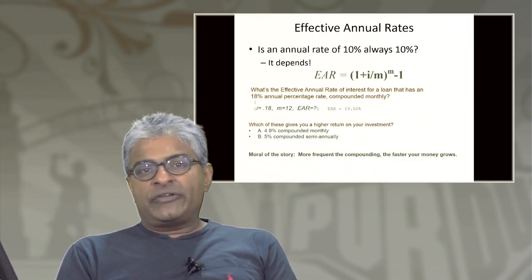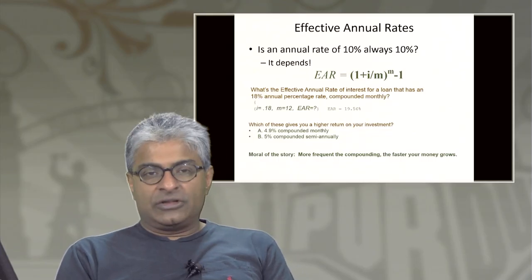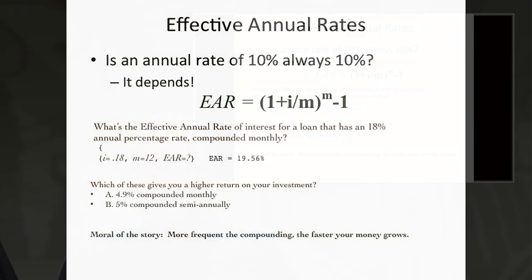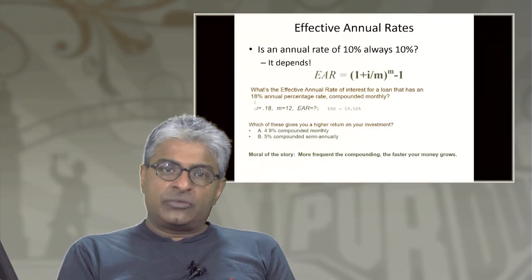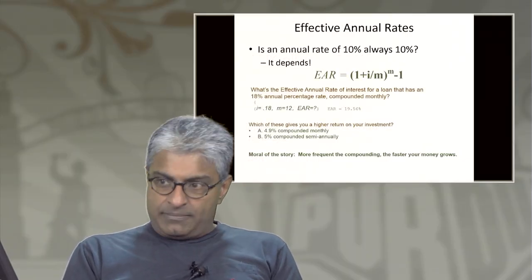I will motivate this discussion by asking the obvious question, for which the answer should be obvious to you by now: is an annual rate of 10% always 10%? The answer is it depends. It depends on whether the compounding is annual or more frequent than annual. Under annual compounding, yes, 10% APR equals 10% EAR, but only in the special case when the compounding frequency is annual. For any other compounding frequency, the two are not the same.